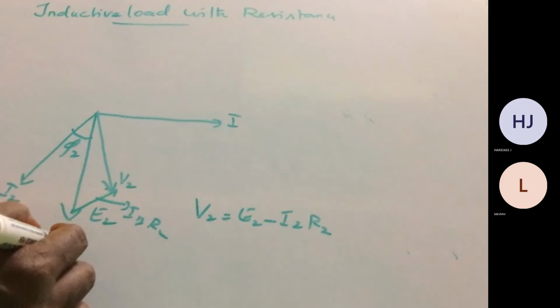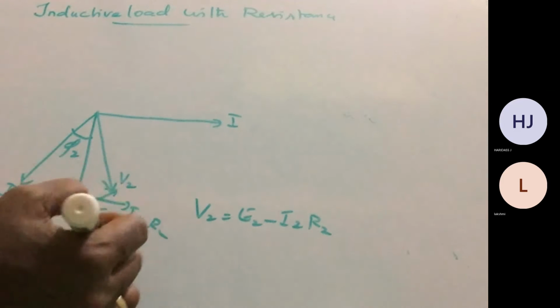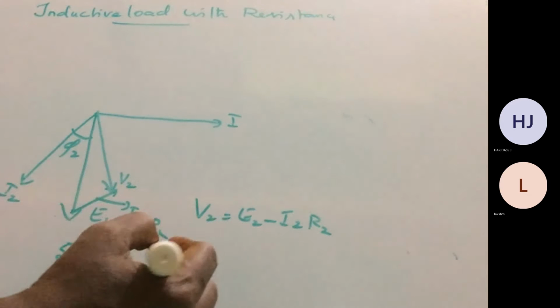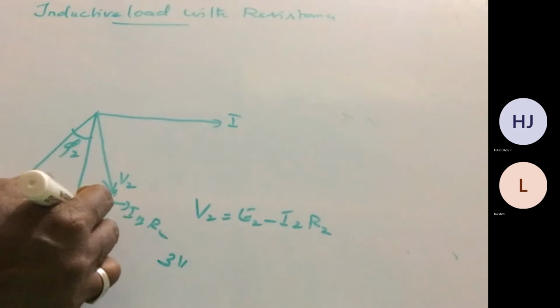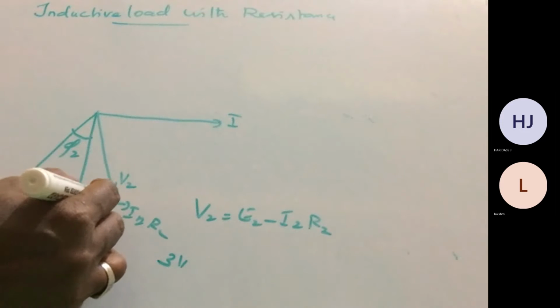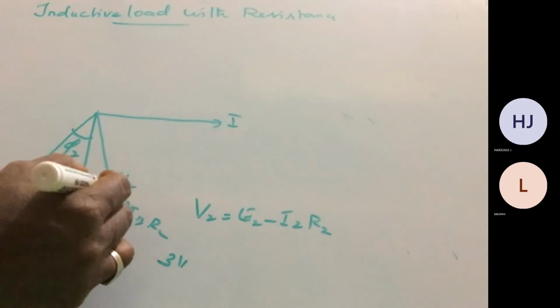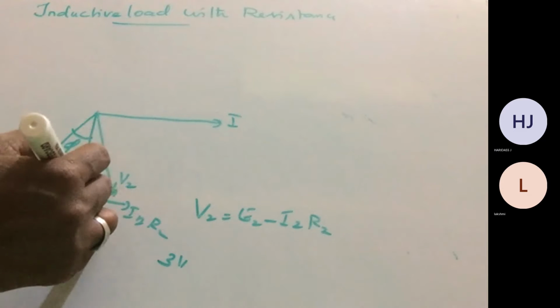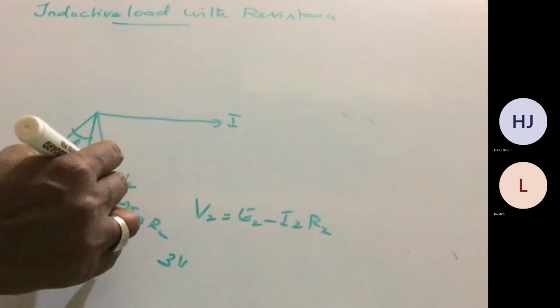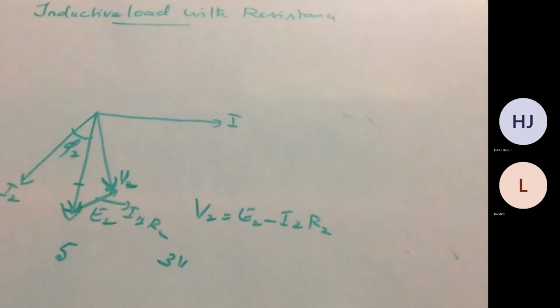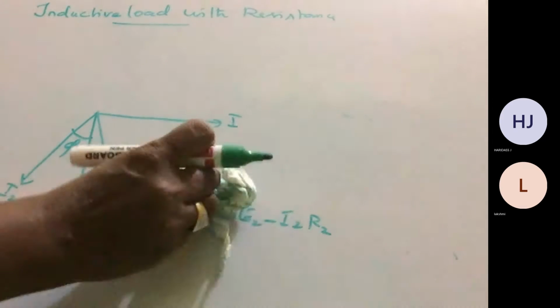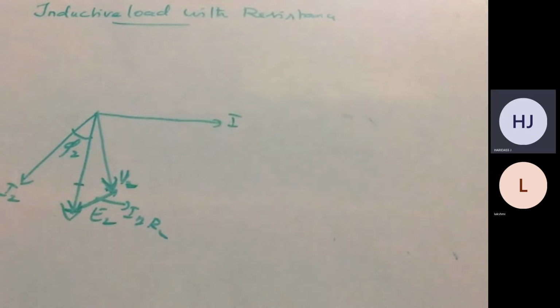Suppose for example E2 is 5 volts. I2 R2 will be, for example, 3 volts. So you take 5 volts minus 3 volts, and the remaining magnitude, 2, will be the value of V2. Similarly, how can we draw the primary side?